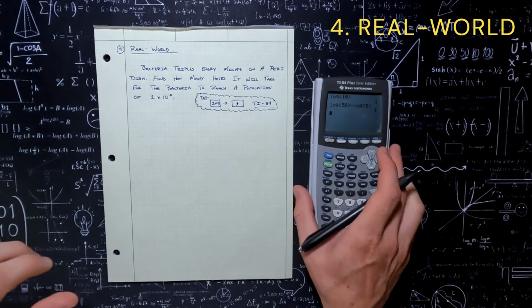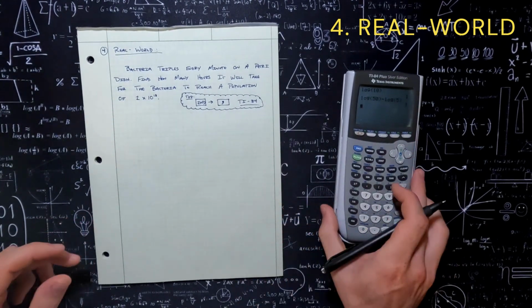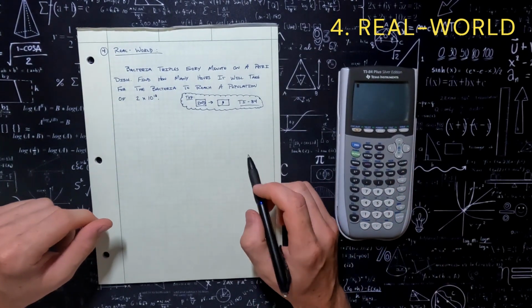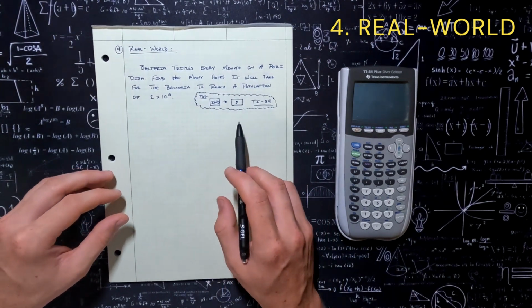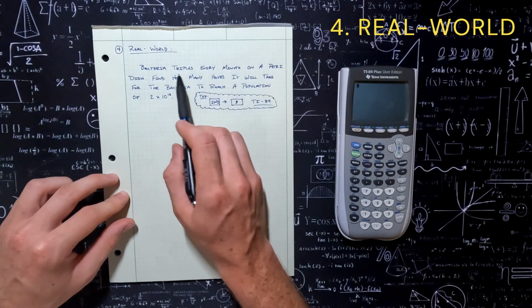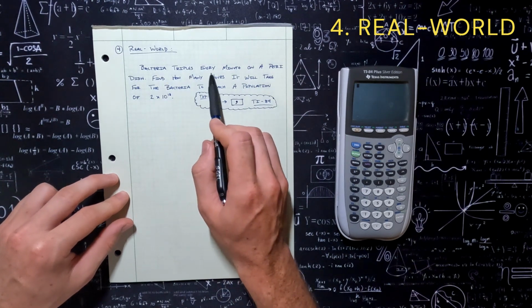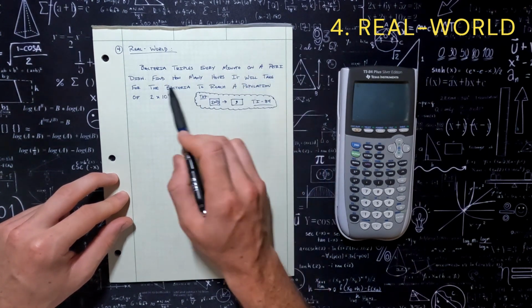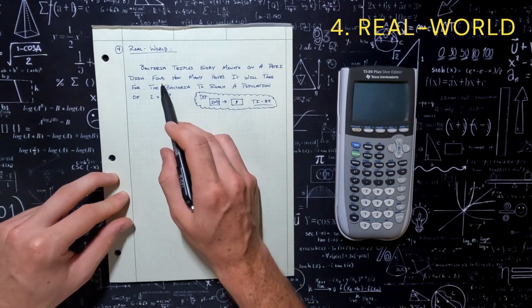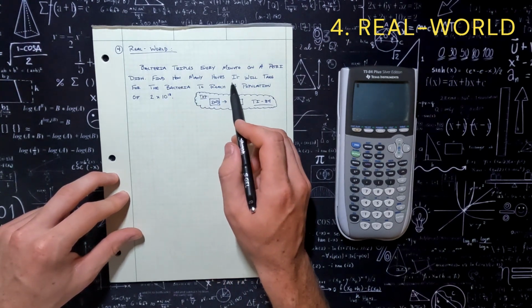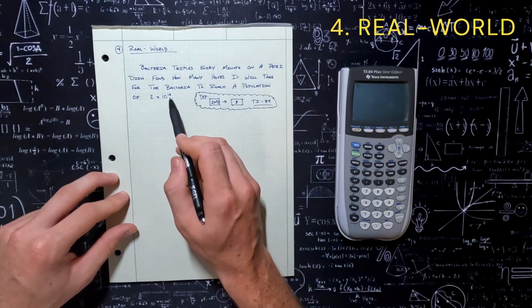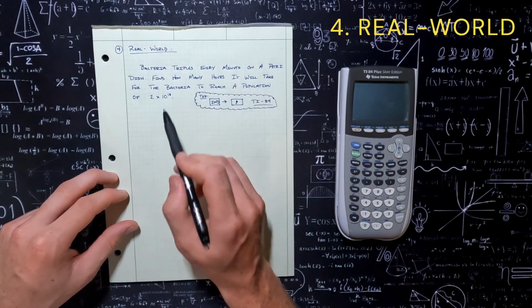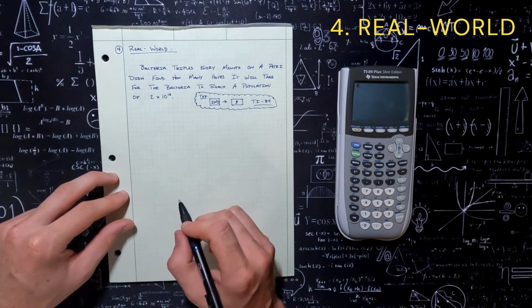We got a real world problem, okay, real world problem. So we're going to have a fake scenario, but we have bacteria and it's going to triple, okay, so bacteria triples every minute on a petri dish, okay. The question is asking us, find how many hours it will take for the bacteria to reach a population of 2 times 10 to the 18. So that's a pretty dang big number. But we can do this pretty simply.